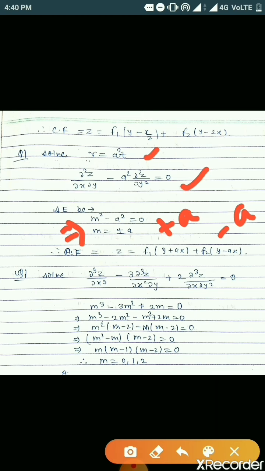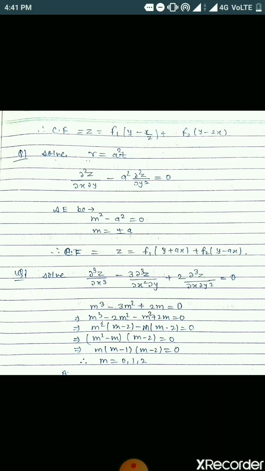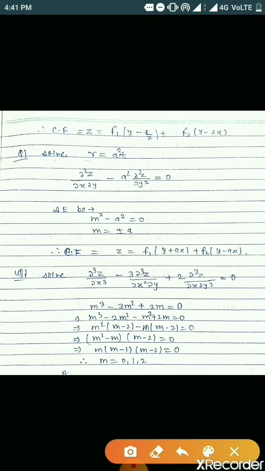Again, see some other questions, since these questions are asked as short questions with 2 marks or 1 marks. So the next question is solve del cube z by del x cube minus 3 del cube z by del x square del y plus 2 del cube z by del x del y square equals 0. So first we write the auxiliary equation as m cube minus 3m square plus 2m equals 0, and by solving this we have m square minus 3m plus 2 equals 0, and this will give m into m minus 1, m minus 2 equals 0, and here we are left with the values m equals 0, 1 and 2.